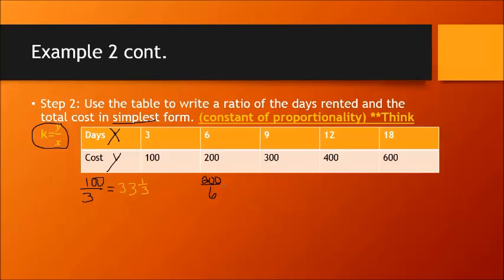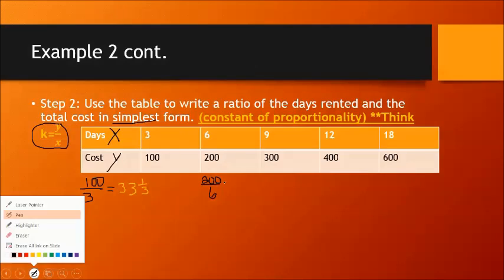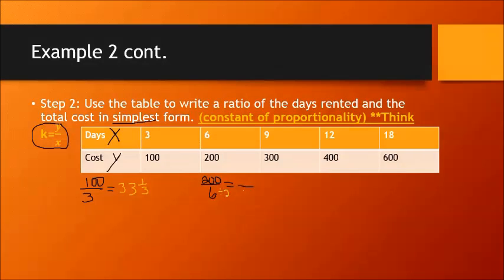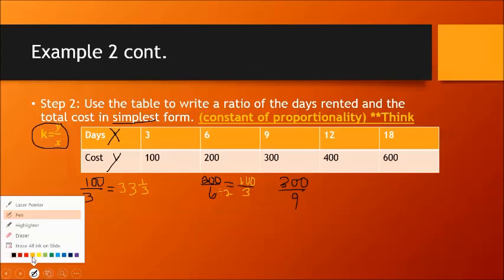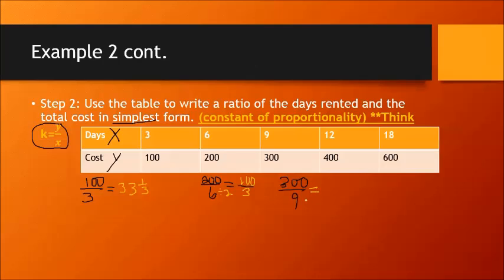The next one, 200 over 6. That is not in simplest form. So let's put it in simplest. What can I divide the top and bottom by? If I divide by 2 on the top and bottom, I get 3, and I get 100. 300 over 9. If I write that in simplest form, what can I divide the top and bottom by? This one I can divide by 3. I get 100 over 3. Noticing the pattern? All right, you have to keep going though to make sure they all match, because if they don't all match, then it's not proportional.